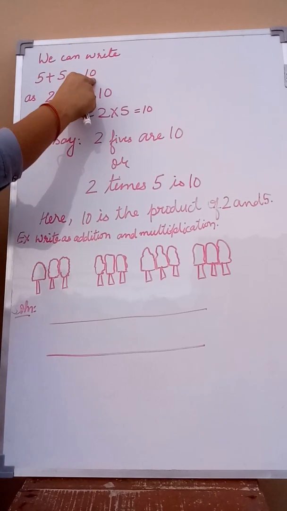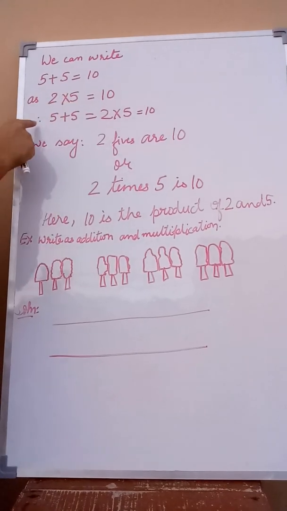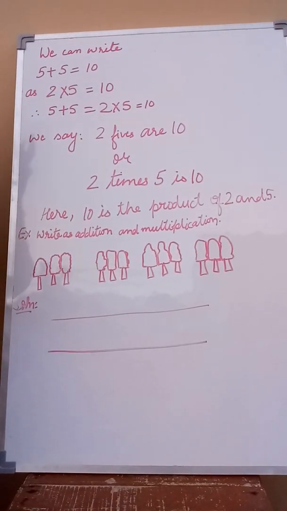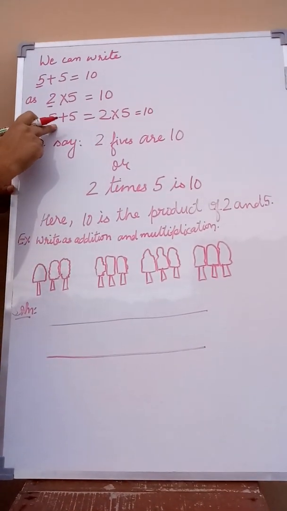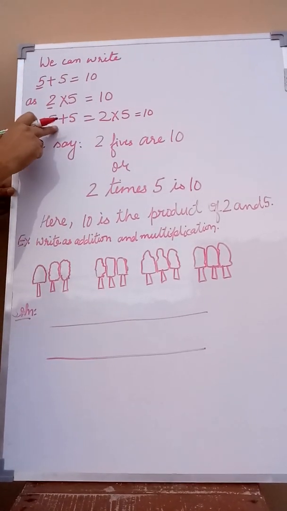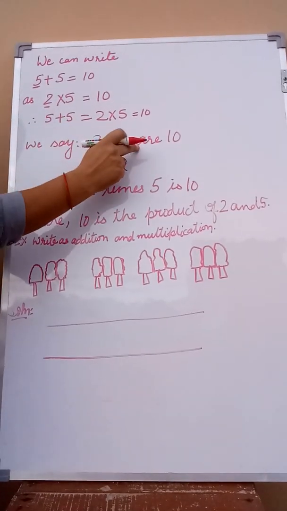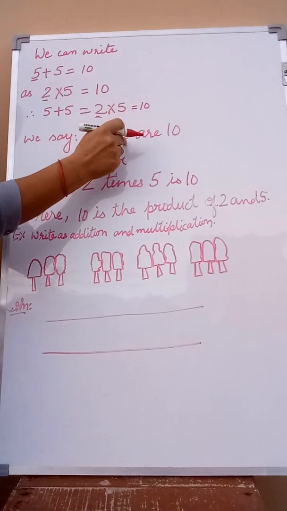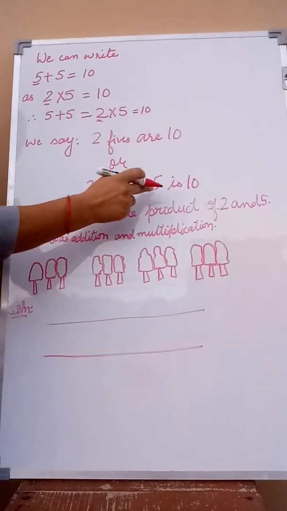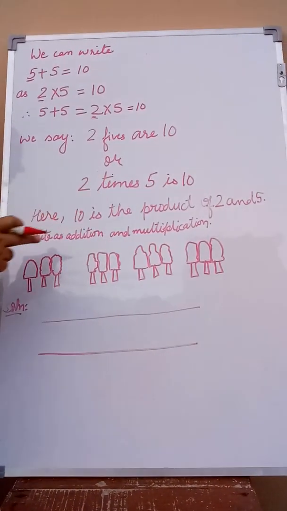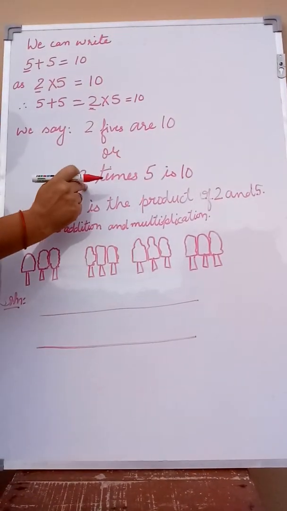So 5 plus 5 is also 10, and if I write 2 multiplied by 5, that is equal to 10. Therefore this 5 plus 5 and 2 multiplied by 5 are equal. That's why we call multiplication the repeated addition. Right student? How can we read this? 2 5s are 10. Or another way is 2 times 5 is 10. Here 10 is the product of 2 and 5.